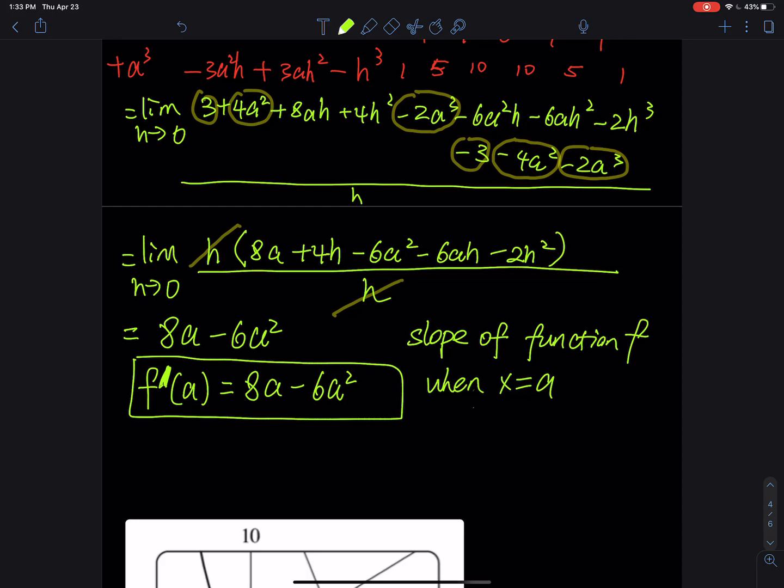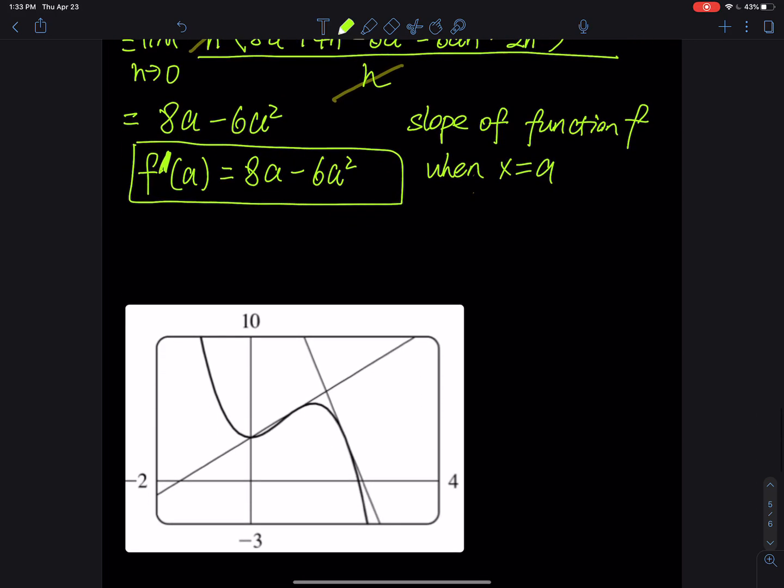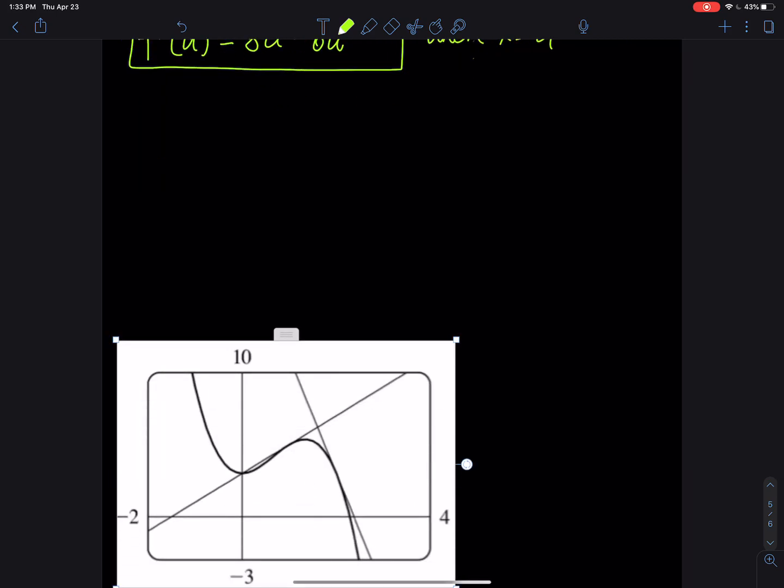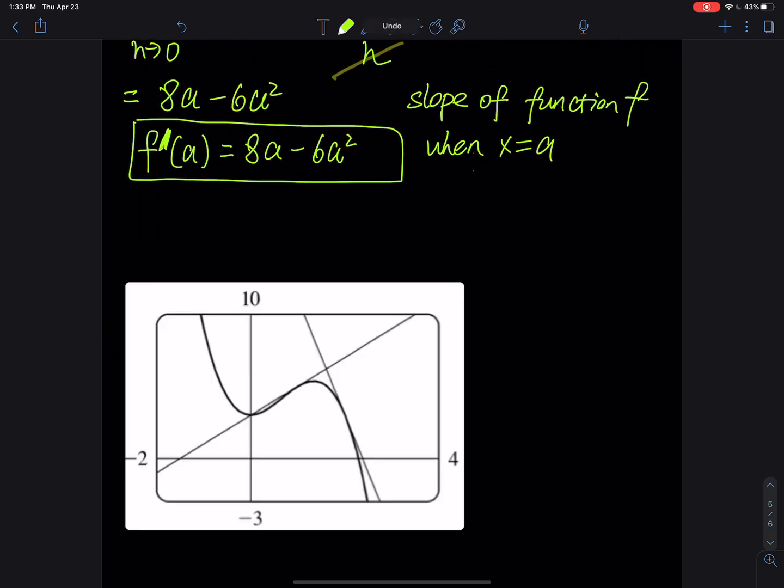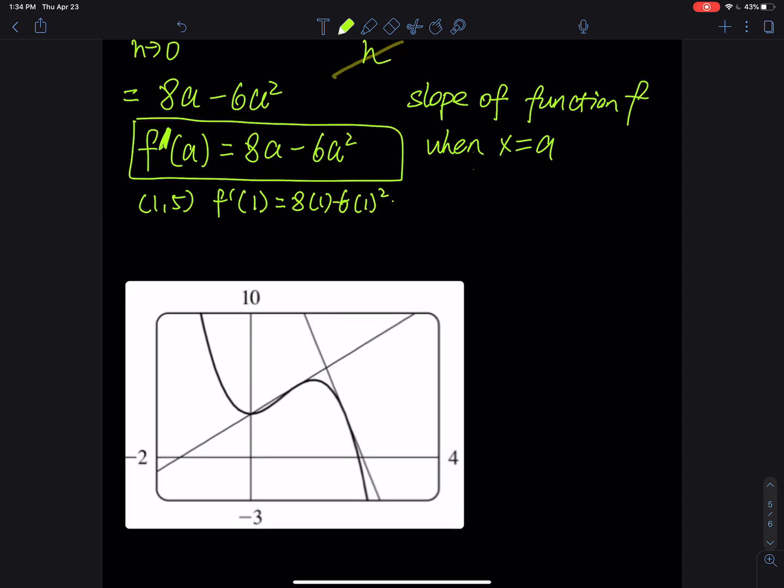So in part B, they gave you 2 points, right? You don't need to go back up. I will just tell you what the point is. So the first point they gave you is (1, 5). Okay, this is a location. I already know the location. I am interested in finding the slope at this location. So f prime of 1 is equal to 8 times 1 minus 6 times 1 squared, that is equal to 2, right?